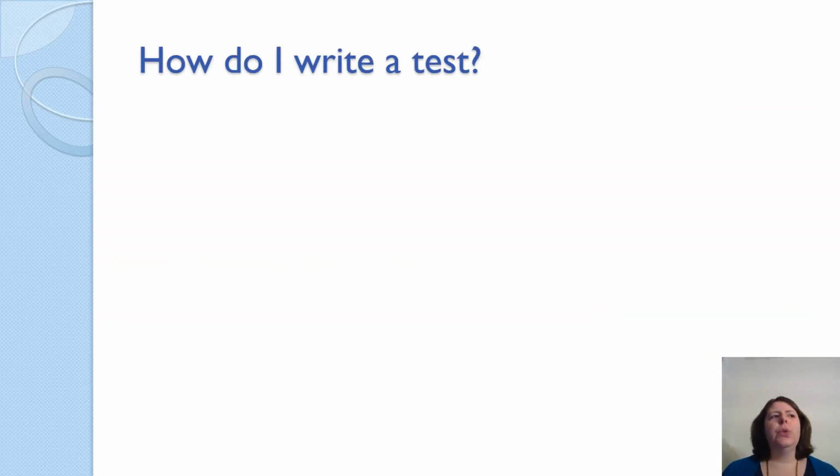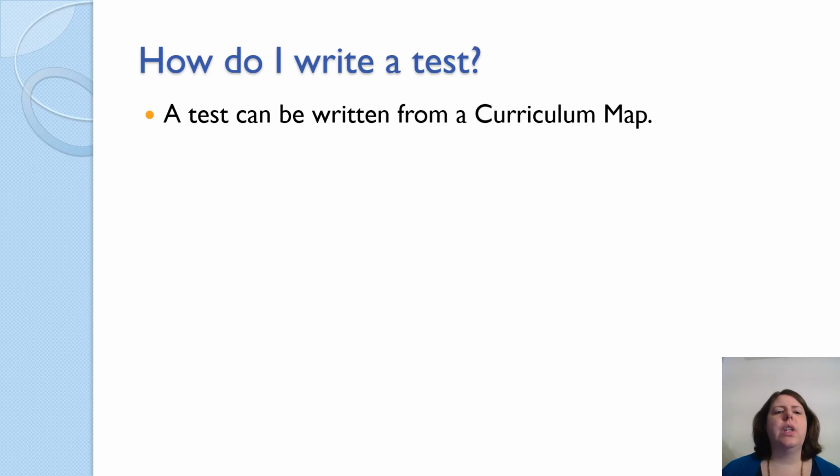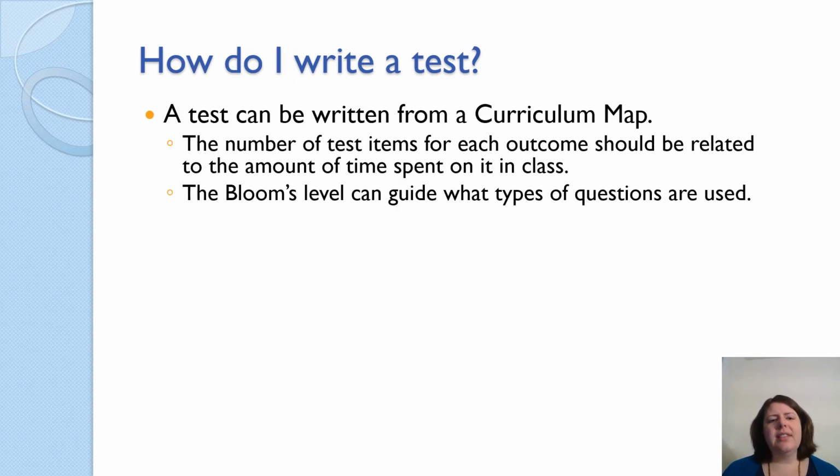So from a curriculum map, you can think about writing a test or any kind of assessment you're using in your course. When we use a curriculum map, you can actually start by listing out your outcomes, and then you can look at how much time you spend on that in class, and then your test should relate to that. You shouldn't have 5 questions about something that you only spend 1 minute in class talking about. If you spend an entire class period talking about a topic, then yeah, you probably should have several questions on a test that relate to that.